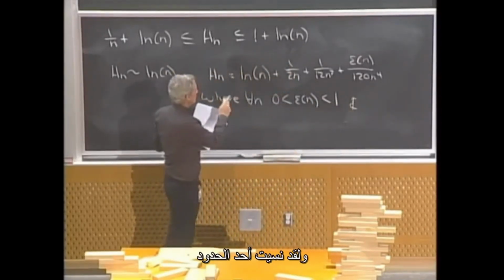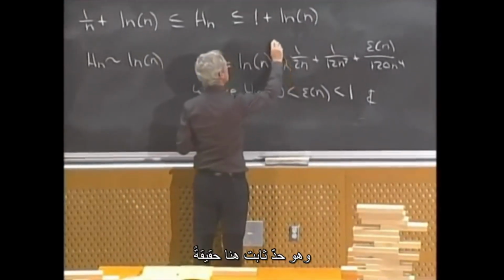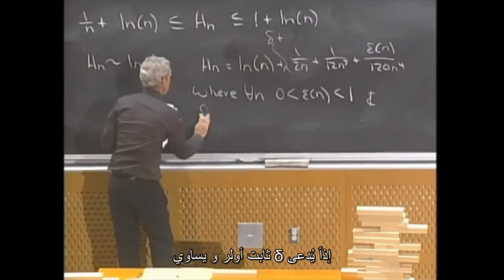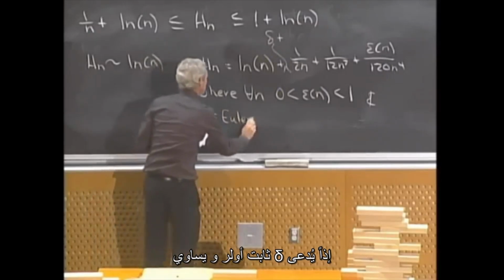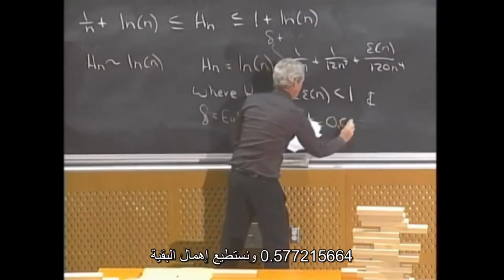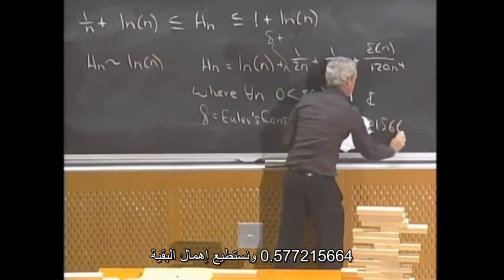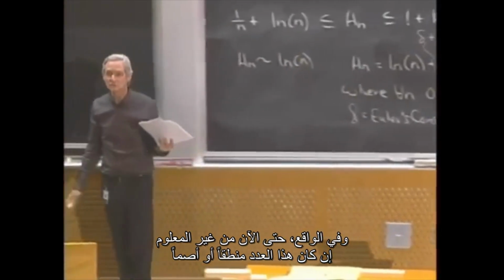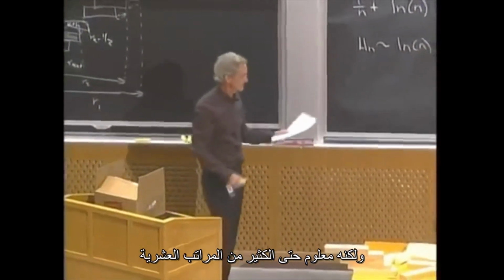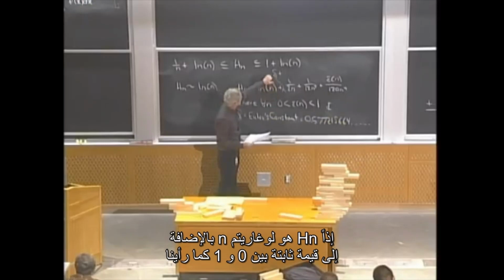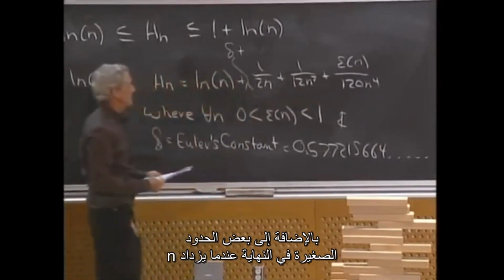Oh, and I left one piece out. Actually, there's a constant term in here, delta, that's called Euler's constant. All right, delta is called Euler's constant and equals 0.577215664 and some other stuff. And in fact, to this day, people don't know if this constant is rational or irrational, but they know it to a lot of decimal places. So basically, H_n is the log of n plus some fixed value between 0 and 1, as we knew it had to be, plus even some tail terms here that get very small as n gets large.